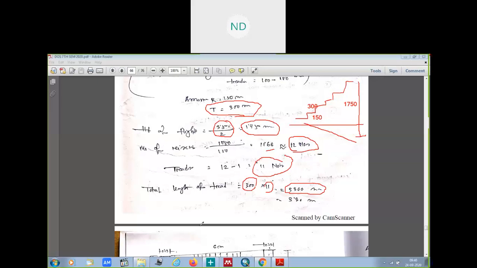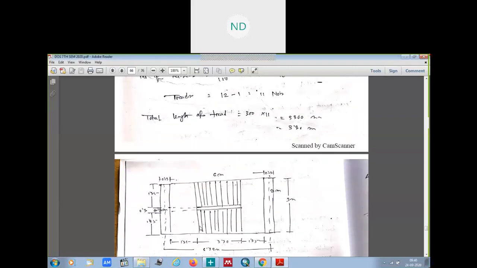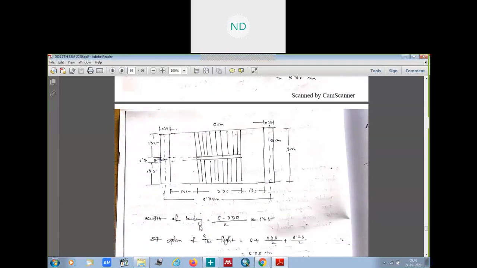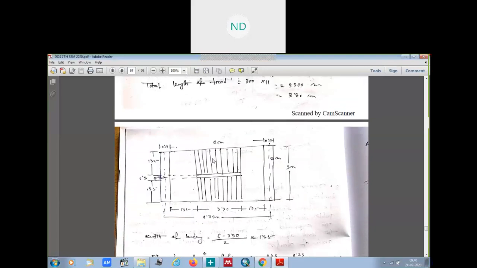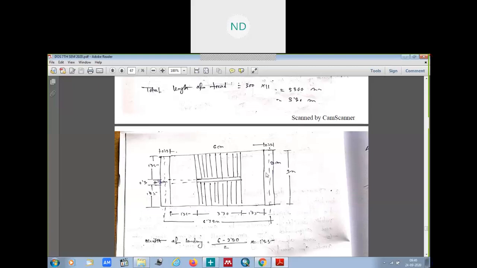Now if we see here the plan, these two are the flights. Then we have these landings, this side one and this side one, and these were the brick walls. It was mentioned in the question.